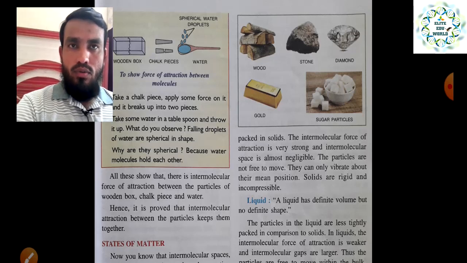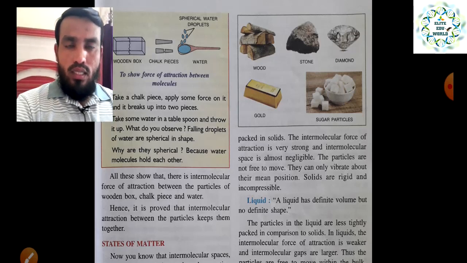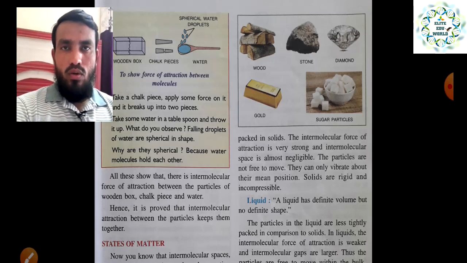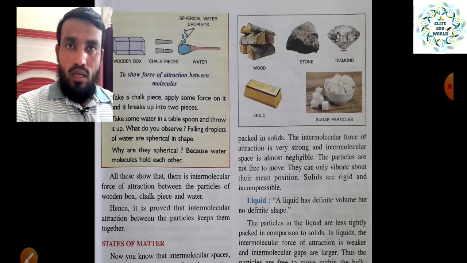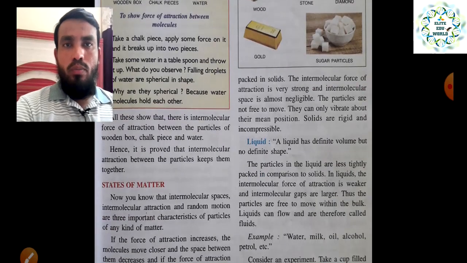When we see the example of a chalk piece, we can easily break it because it has less intermolecular force as compared to wood. And we have seen liquid also, when we throw water with a spoon. When the water droplets come down, they take a spherical shape because the molecules of the water are joined together. So all the matter we are looking at has intermolecular forces, and that is why they are combined together as one piece, you can say.